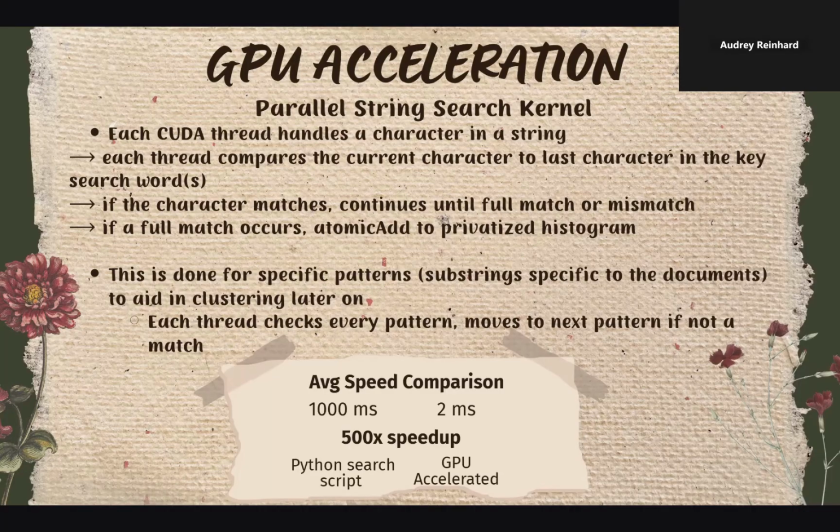The way that we did this was running a Python script and then also the GPU accelerated script. We did this through the Streamlit dashboard. The average speed comparison for a single word lookup was about 1,000 milliseconds on the Python search script and about 2 seconds on the GPU accelerated search script. This was about a 500 times speed up.